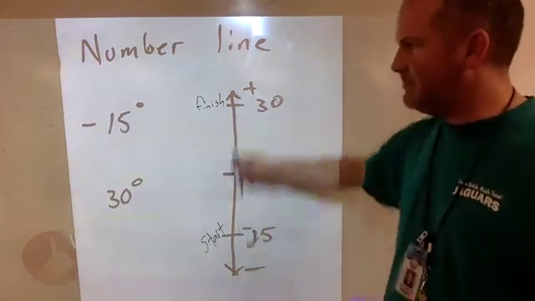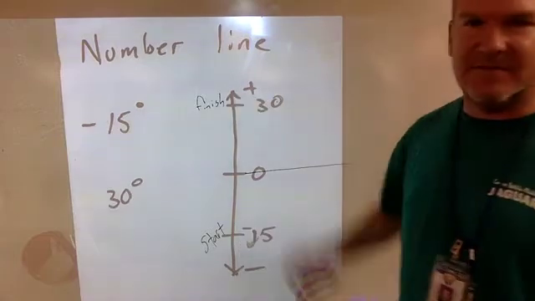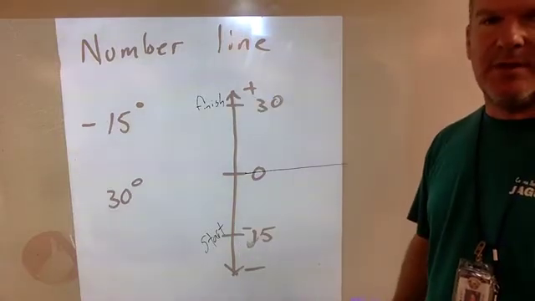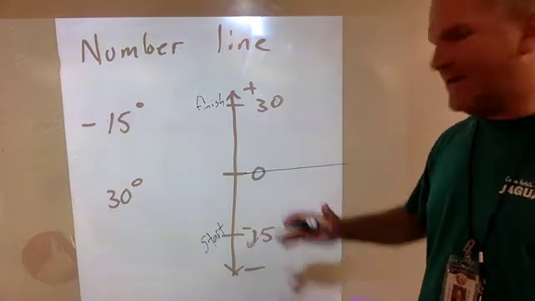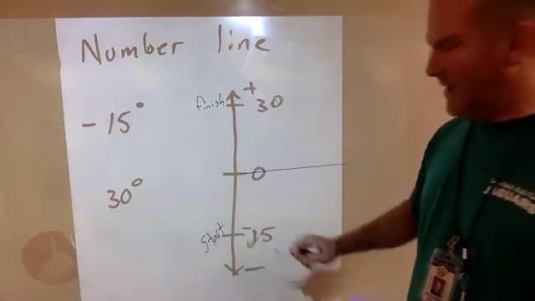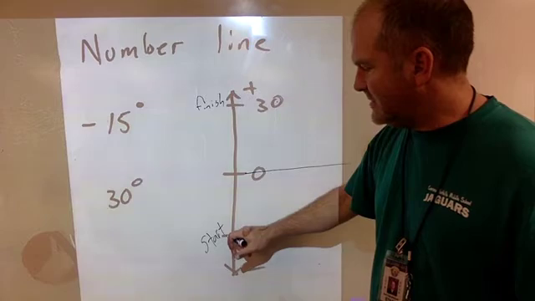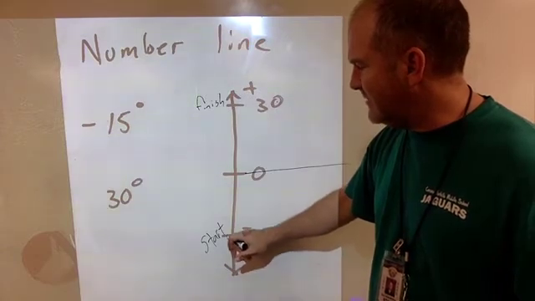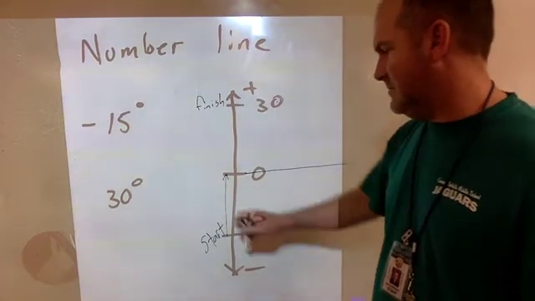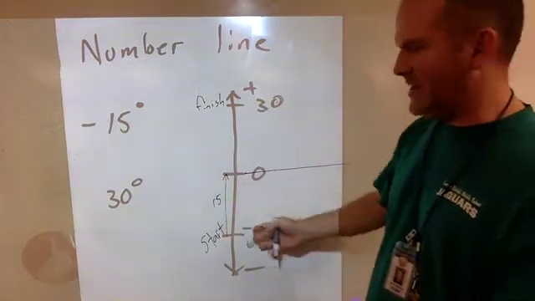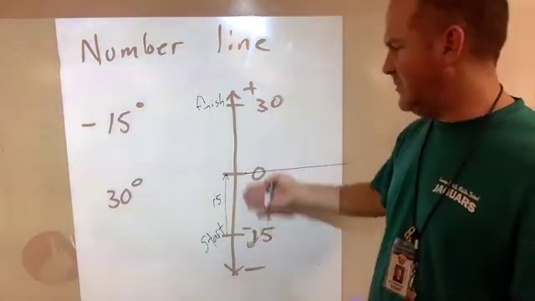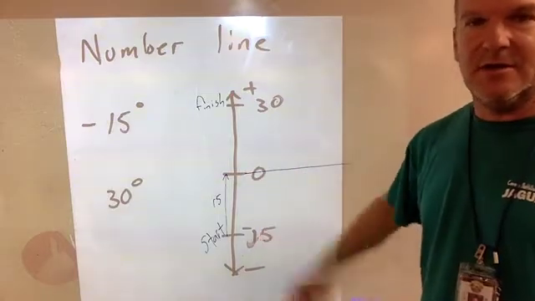So how far up did you go from the start to the finish? That's the answer to this problem, if they want to know what was the change in temperature. So you split it in half at 0. And you say, how far did the temperature change to get from negative 15 to 0? Well, it changed 15 degrees. It went up 15.